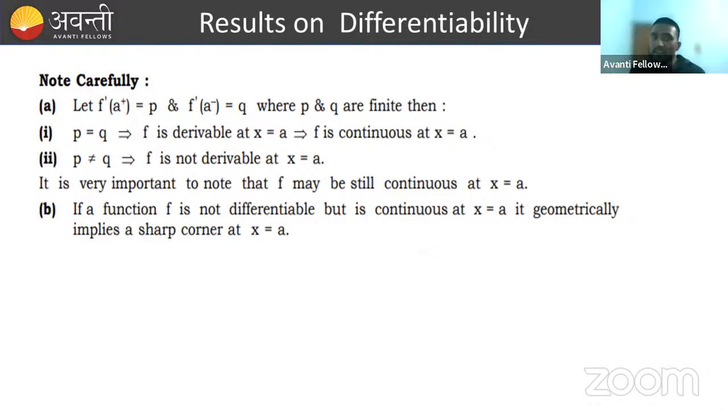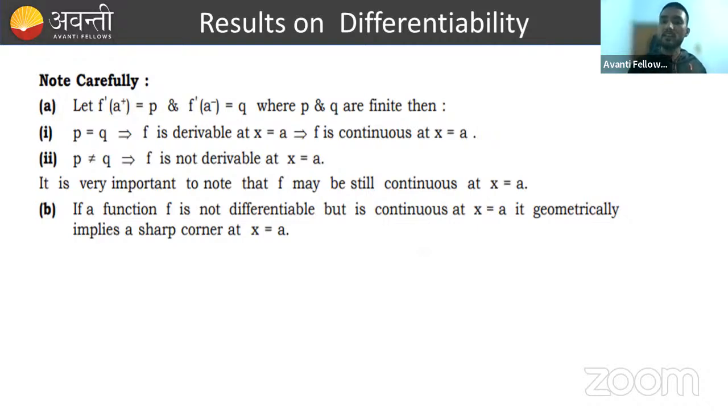If both are finite, then we can say that at x equals a, it is continuous. If it is differentiable... if it is not equal, then it is not differentiable. And one important point that I have told you: a function may still be continuous, but it can't be differentiable. So in this case, you just need to draw the proper graph.